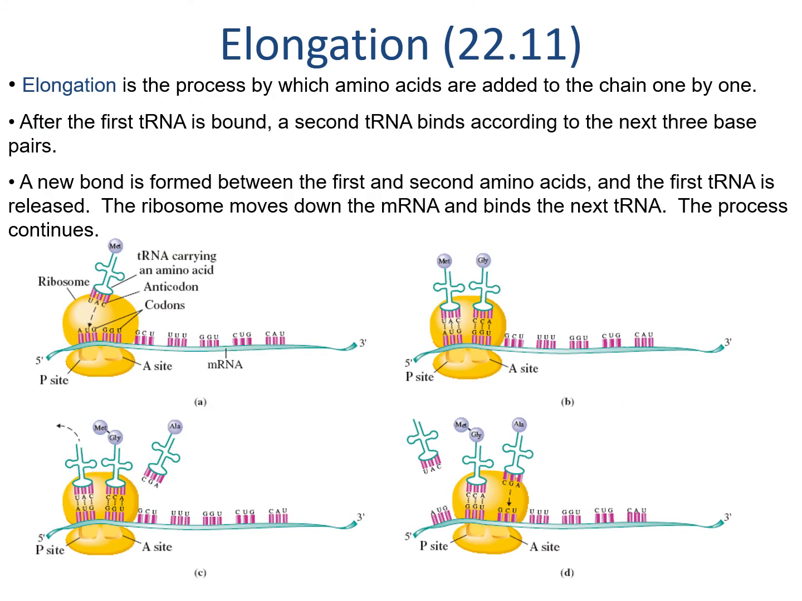The next step is elongation. That's the process by which amino acids are added to the chain one by one, each time forming a new amide or peptide bond. After the first tRNA is bound, a second tRNA binds according to the next three base pairs, making sure that its anticodon will match the codon in the messenger RNA site. As that happens, a new bond is formed between the first and second amino acids, and the first tRNA is then released. The ribosome moves down the mRNA and binds onto the next tRNA. The process continues over and over, each time elongating the chain of amino acids by one.